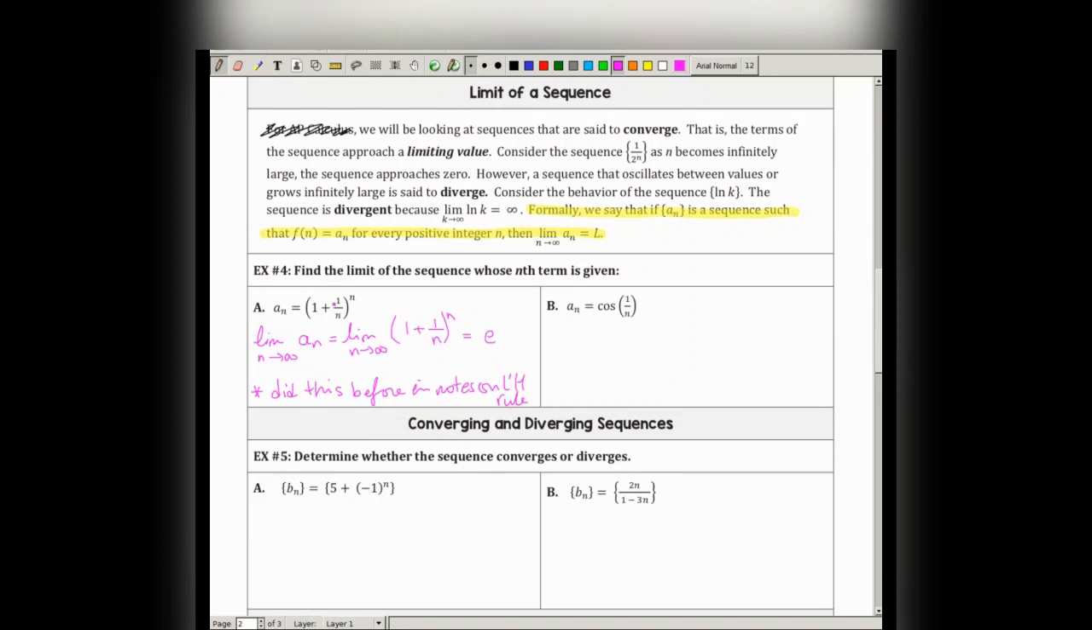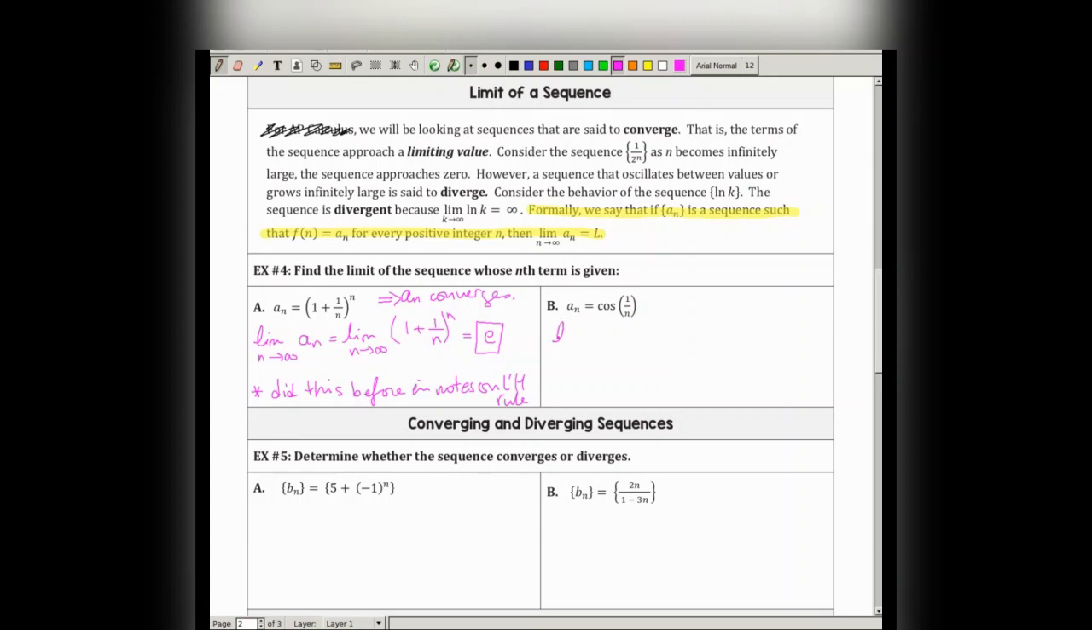Okay, so therefore we can say that it converges. So this sequence converges. Okay, how about this one? Let's take a look at this one.